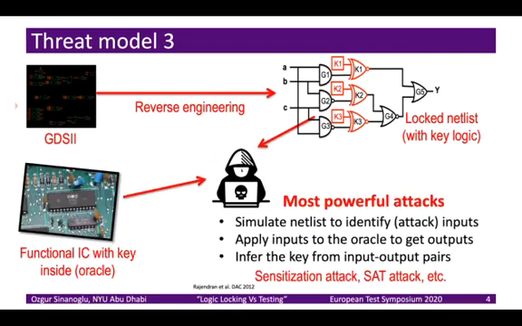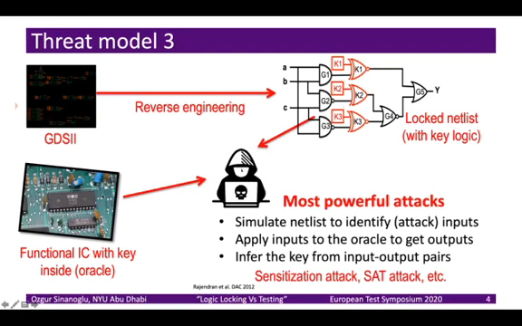In a third threat model, this time we assume that both the locked netlist and the oracle, which is the working chip with the key inside, are available to the attacker. So the attacker does the netlist analysis, maybe does some simulation on this netlist. Of course, the key bits are not known, and the goal is to figure them out. But the attacker can identify what patterns to apply from the inputs, and then goes to the oracle, which is the working chip, applies those inputs, gets the response to them, and then based on this does some sort of an analysis based on the inputs and outputs to figure out what the keys must be.